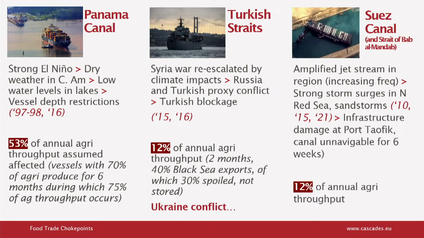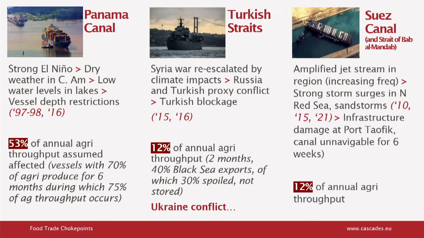For the Turkish Straits, we envisaged a re-escalation of the Syrian conflict. So this is more a conflict-driven scenario than a climate one, although climate could perhaps re-escalate the conflict. And this could develop into a proxy conflict between Turkey and Russia, and then Turkey could block the Turkish Straits as a result. We saw similar incidents in 2015-16. And under this assumption, around 12% of the throughput will be affected. This scenario was conceived before the Ukraine conflict erupted earlier in this year, but obviously, you could see very similar effects from that scenario as well.